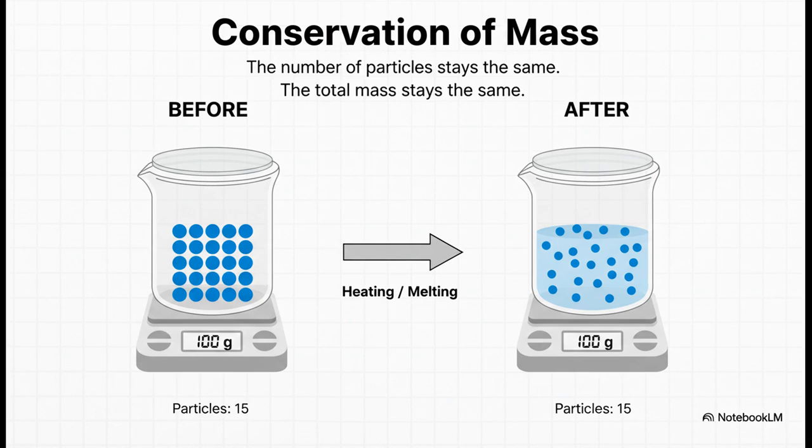And why is mass conserved? Well, our particle model explains it perfectly. We didn't add any new particles. We didn't take any away. All we did was change how they were arranged and how much energy they had. So if you start with a block of ice that weighs 100 grams, once it's melted, you will have exactly 100 grams of water. It has to, because it's still the same number of particles.